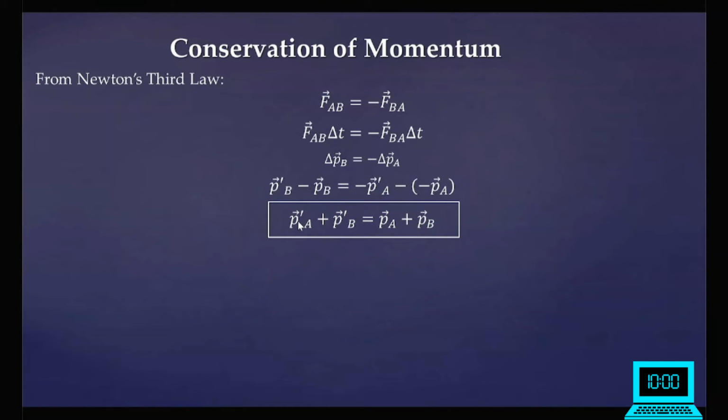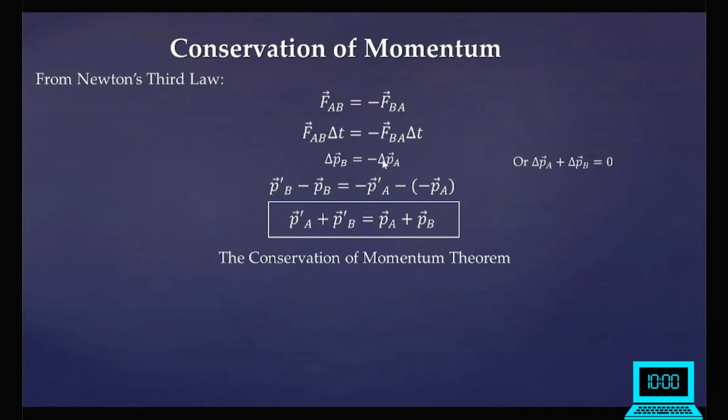This is the initial momentum on the right side. And on the left side, I have the sum of the final momenta. This negative P primed A is going to move over to the left side. And you can see here, what we are saying is the final momenta, which is plural momentum, is equal to the initial momenta for these two objects. And this is called the law of conservation of momentum. It is a direct result of Newton's third law.